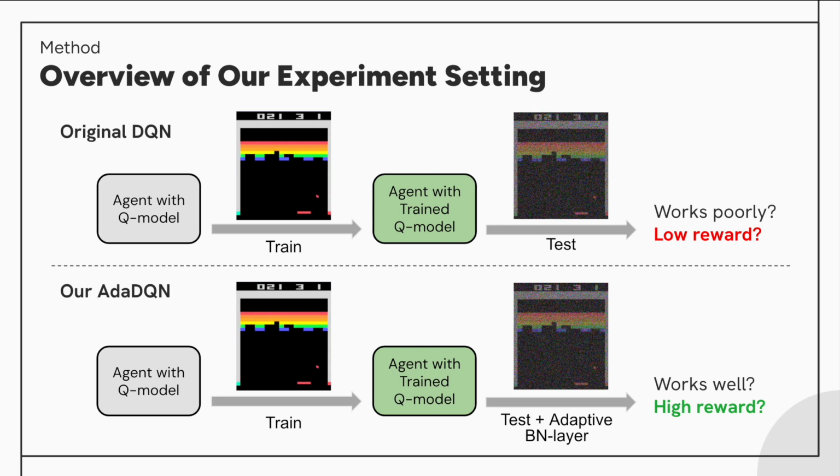This is the overview of our main experiment. Firstly, we normally train DQN with the original Atari game environment. Once we get a well-trained model, we test it under our covariate shift environment to observe the degradation of DQN. Finally, without any requirement of retraining, we can simply plug our AdaDQN into the trained model and test it under our same shifted environment to observe the improvement from the original DQN.